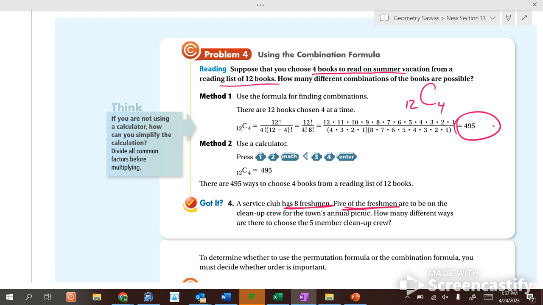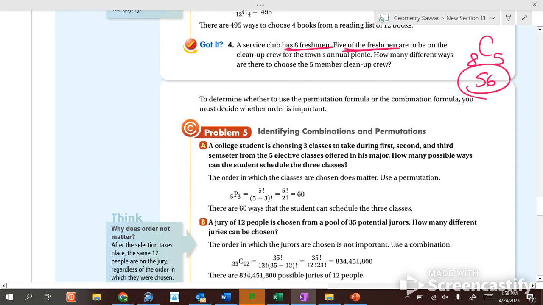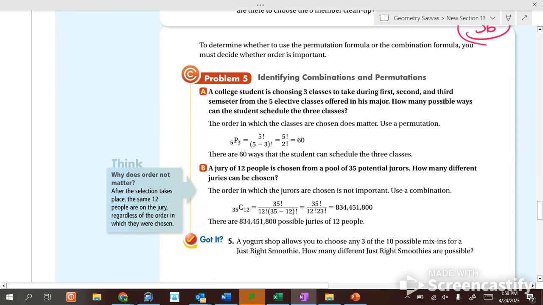Let's say a service club has 8 freshmen, and 5 freshmen are picked to be on the cleanup crew. Ooh, the bad job. Okay? How many ways can you pick out of the 8 freshmen that you get 5 people on the cleanup crew? How many combinations are there that would give you 5 out of the 8 people? There's only 56 combinations of picking 5 kids out of 8. Okay? All right. So if order is important, it's a permutation. If order isn't important, it's combination.